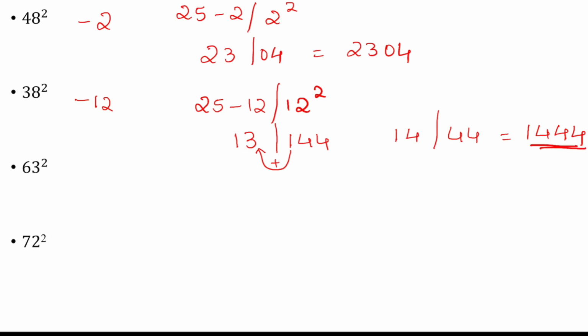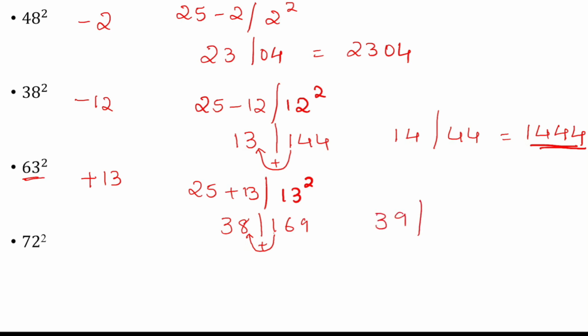Next, 63 square. 63 is how much more than 50? It is more than 50, isn't it? So, how much more is it? 13 more than 50. Therefore, 25 plus 13 bar 13 square. 25 plus 13 is 38. 13 square is 169. We want only 2 digits, so add this number to the number which is just beside it. Okay, so 1 plus 8 is 9. So it will be 39 bar. 1 has been added. So what will remain? Only 69. Now join these two, it is 3969. Okay.